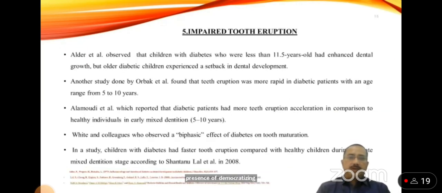Impaired tooth eruption is also a common complication in diabetic children.